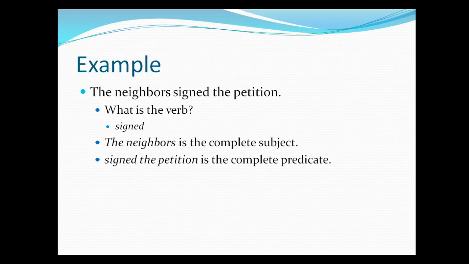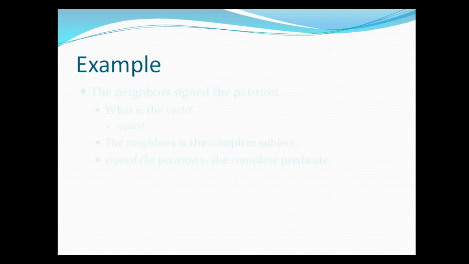Again, the complete predicate is going to be the verb and the words that go with it. So signed. Signed what? Signed the petition. Those two parts, those two phrases together are the entire sentence. So the neighbors, complete subject, signed the petition, complete predicate.